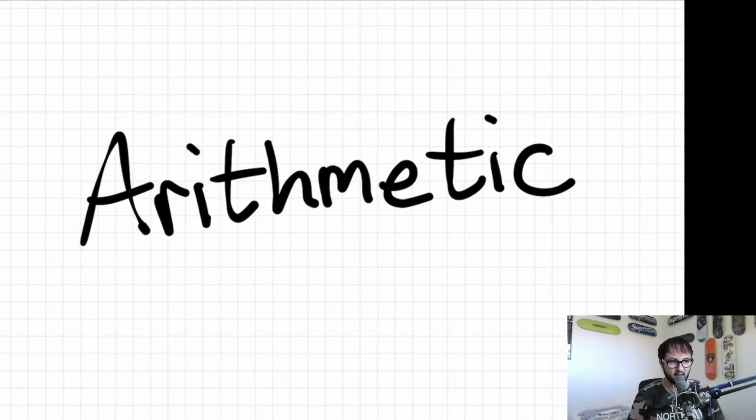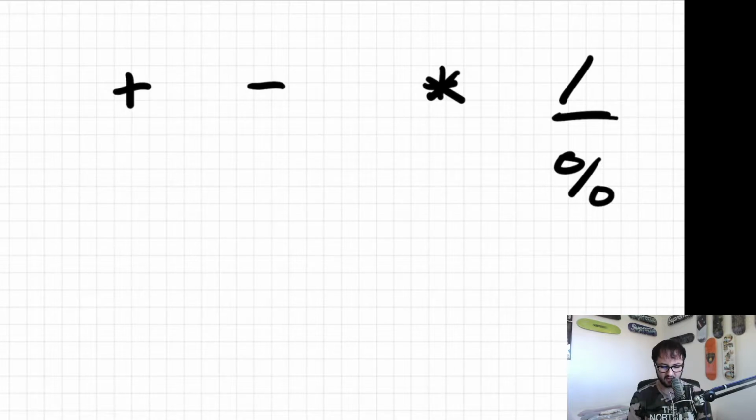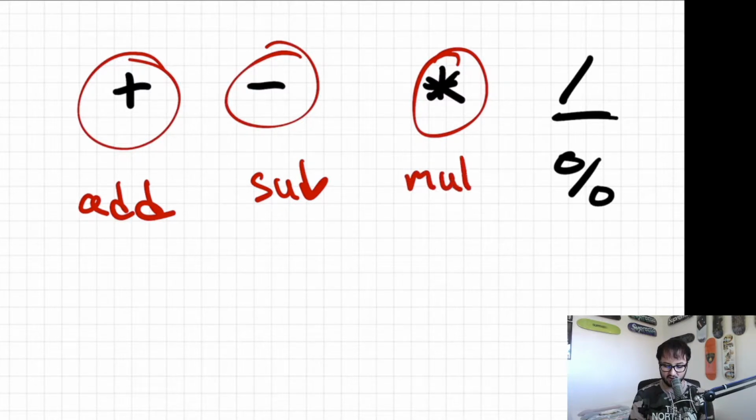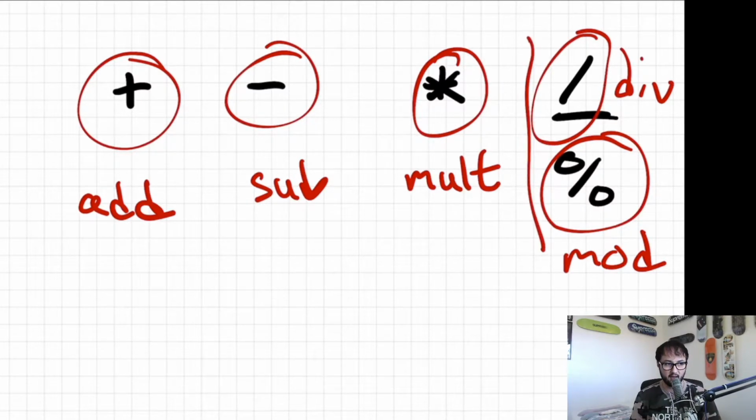So now let's talk a little bit about arithmetic. Arithmetic is just like it would be in any other class. Well, not any other class, but like math classes. And we have some pretty standard operators with arithmetic. We have our plus, which is going to be addition. We have our minus, which is going to be subtraction. This is going to be multiplication. This is division. And this is a new operator for most of you called modulus. And we'll talk a little bit more about division and modulus at the end of this video.